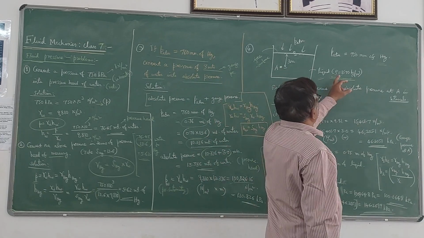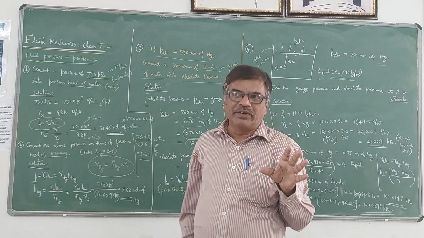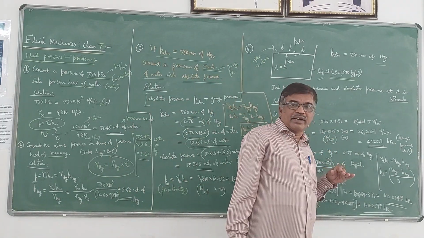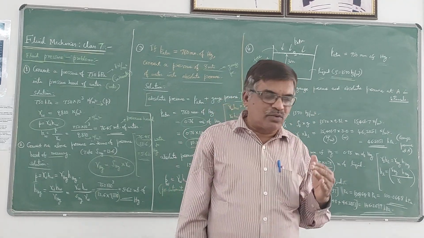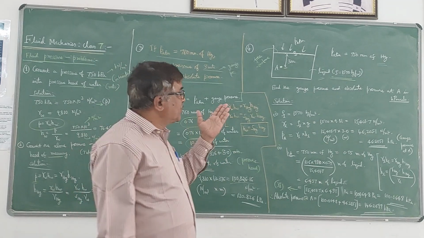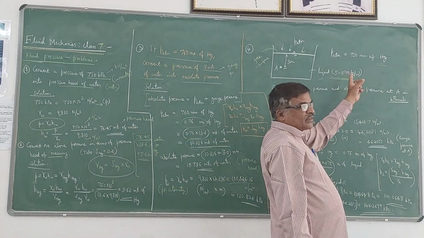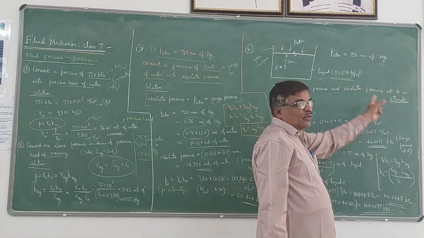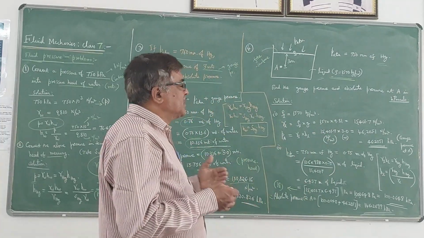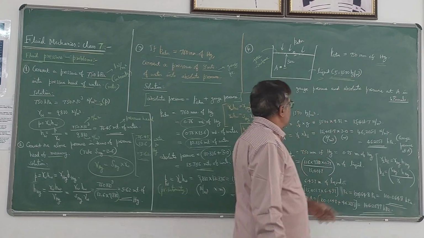If rho is 1570, its specific gravity will be 1.57. When this 1570 is divided by 1000, the specific mass of water, you get the specific gravity of that particular liquid. So it is heavier than water, because for water rho is 1000, and for this liquid rho is 1570. That ratio, 1570 divided by 1000, gives the value of S, which is 1.57.